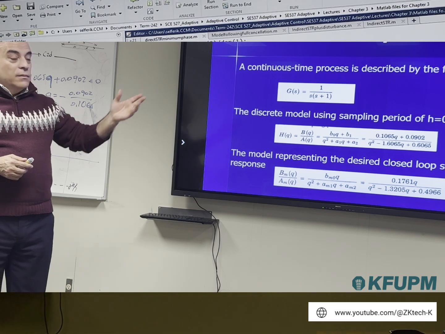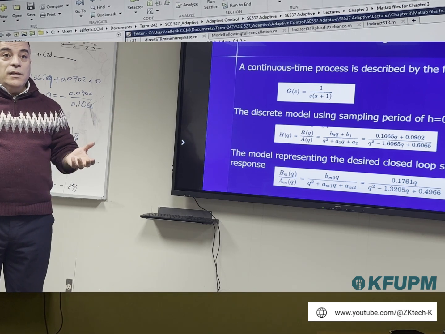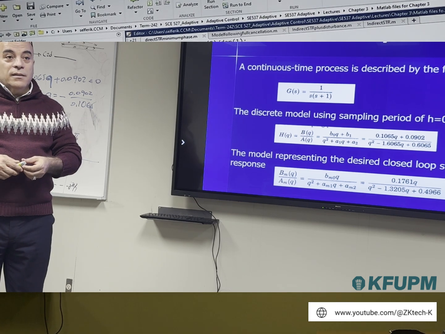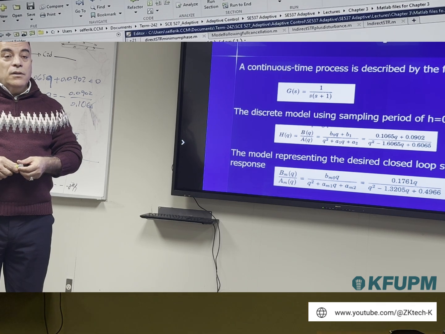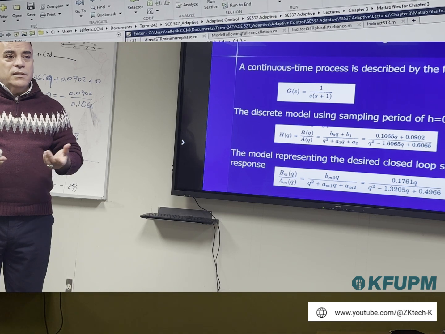There is no zero in the system, but there is a zero in theory. It's coming from the discretization. I ignore the numerator. The zero order hold, yeah, yeah, zero, this is zero order hold, it adds zero minus 1.